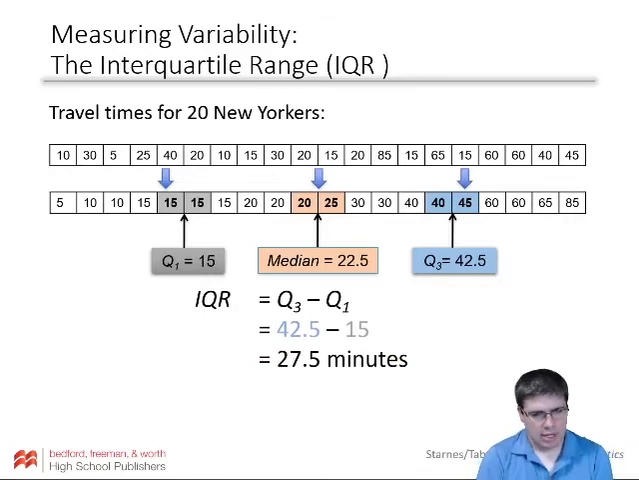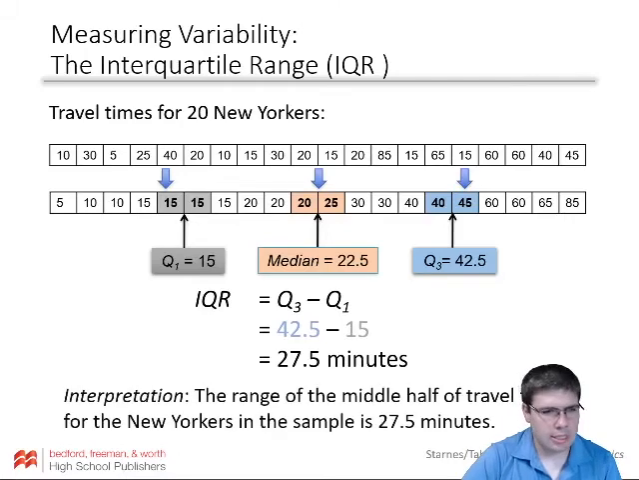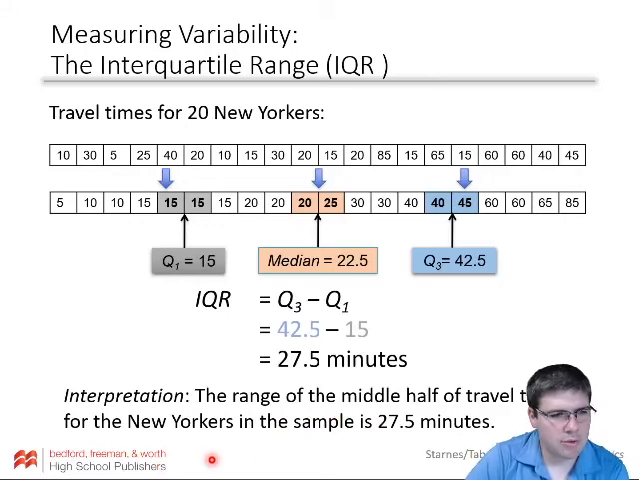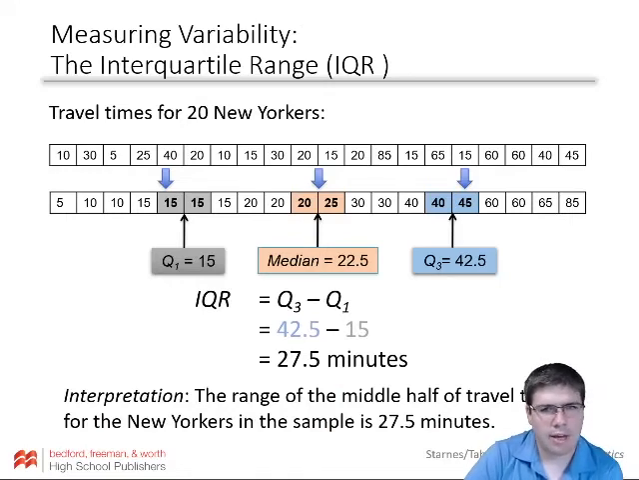And that gives us the range of the middle 50% of the data. It's another way of measuring spread. The bigger the interquartile range is, the bigger the spread. So it's similar to the range, but it's more resistant, which is one nice thing about it. If we interpreted that, the range of the middle half of the travel times for the New Yorkers is 27.5 minutes. All right, so that was the goal of that.